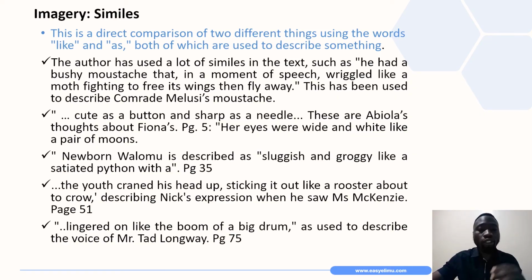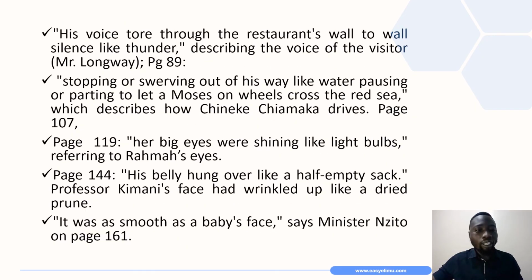Sorry about the call. So the moment you see words like, or when as is used twice, then just know that there is what we call simile. It is just comparing two different things using words like and as. On the screen, I believe you're still able to see more and more examples of similes that are used in the text. There are very many.